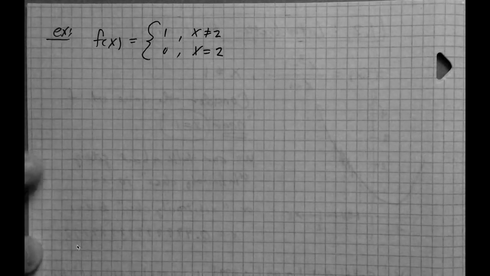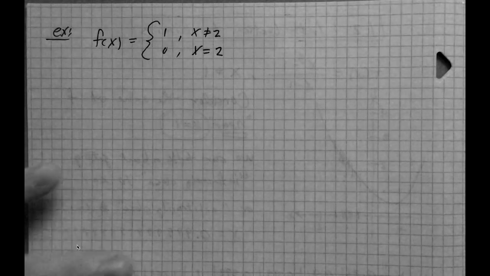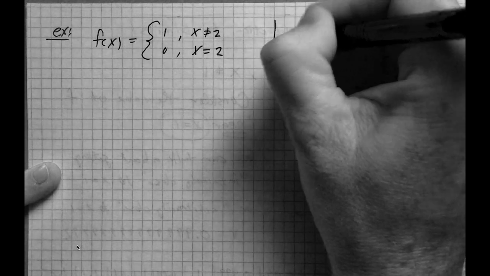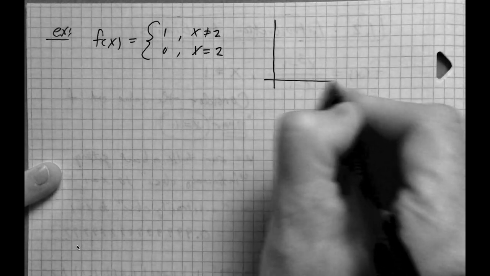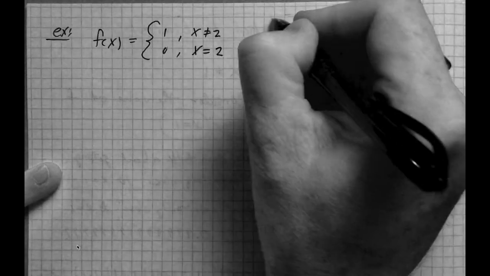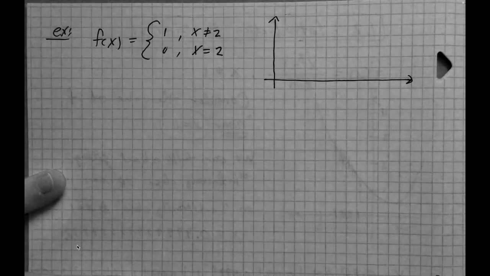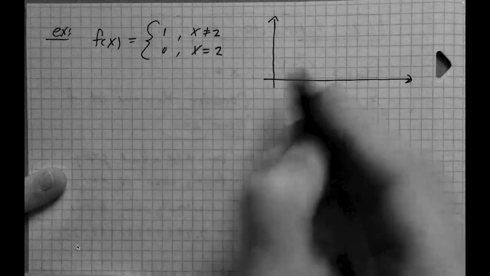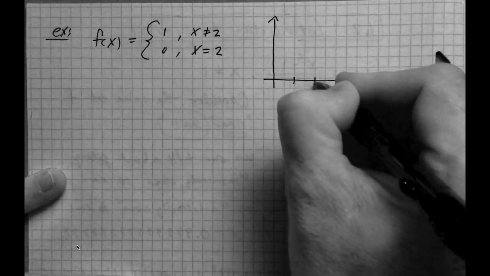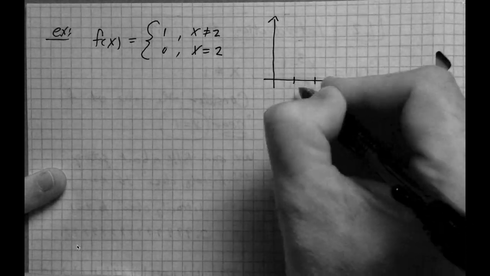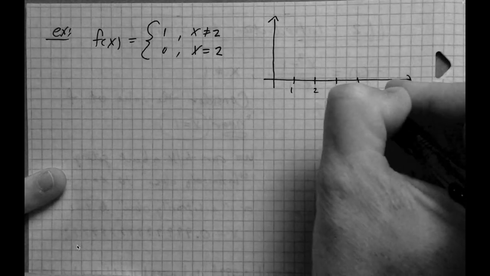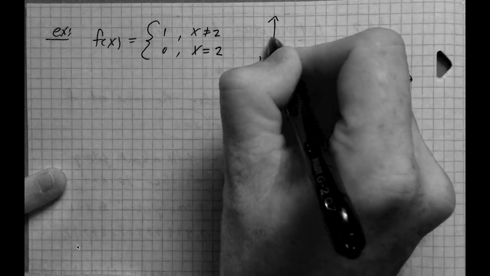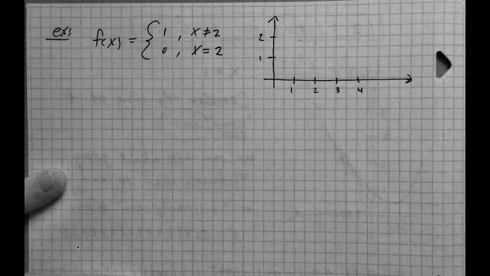Okay, so what does this function look like? Let's draw this. Okay, so we've got our xy coordinate system, and we'll start with the bottom here at x equals 2, so let's put in some values here. So that's 1, 2, 3, 4. Okay, and then we'll say this is 1 and this is 2.